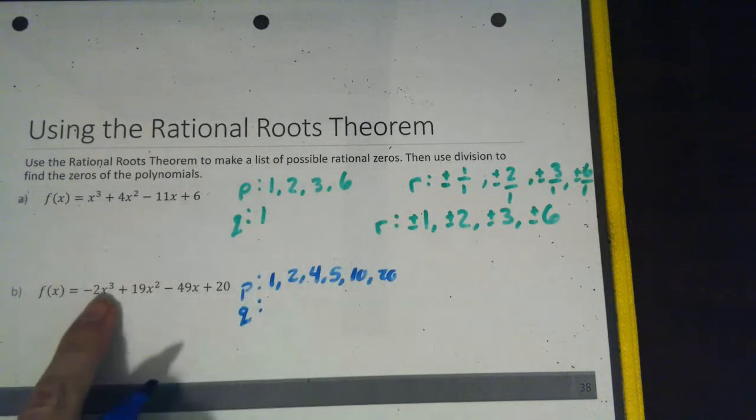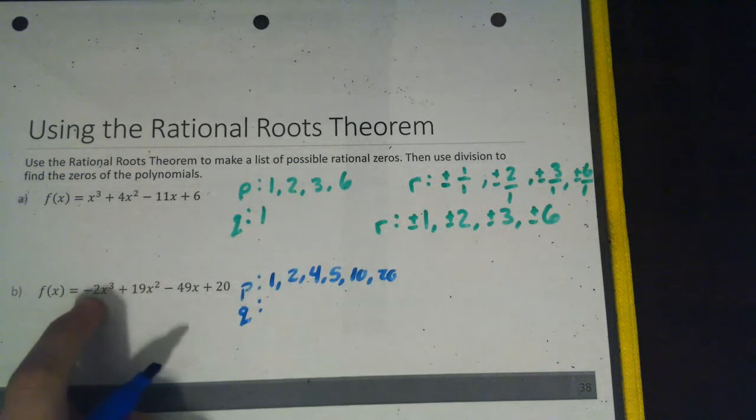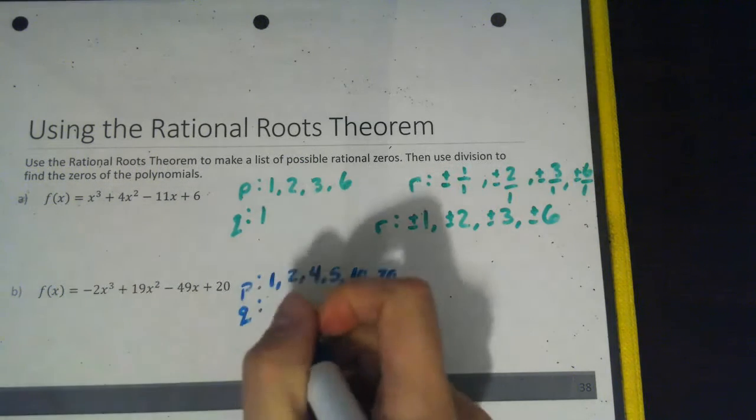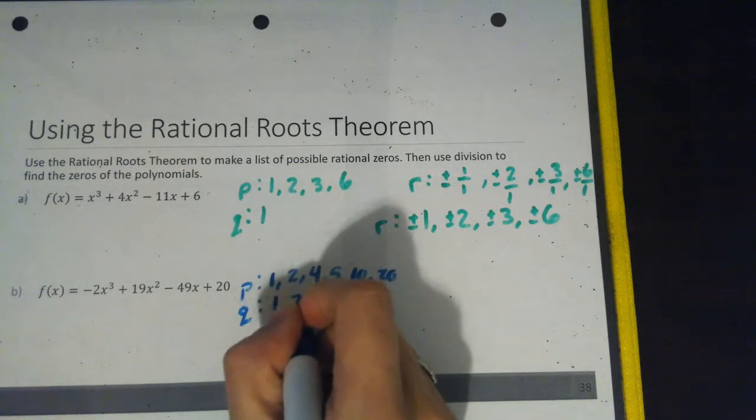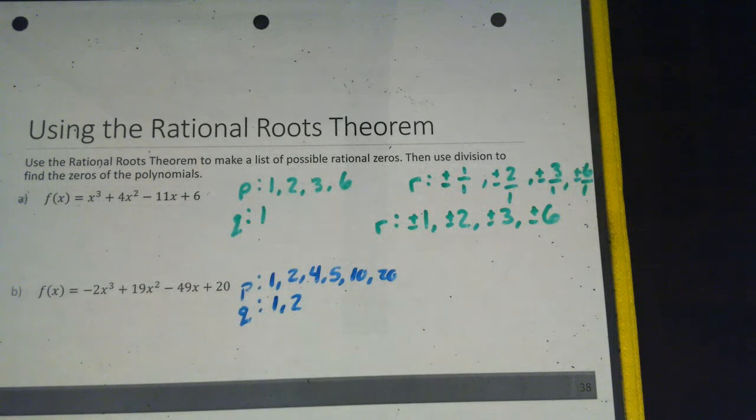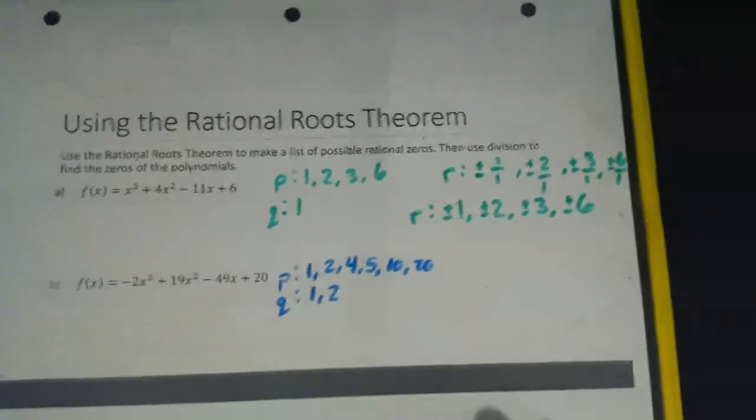Our Q values are the factors of our leading term, our leading coefficient. We're going to worry about signs later, so the factors of -2, or we're thinking +2, are just 1 and 2. Here's where things get a little funky, because when I start figuring out my R values, I'm going to need some space here.